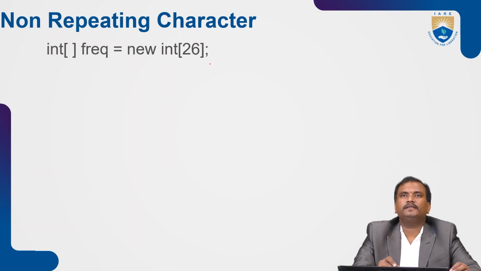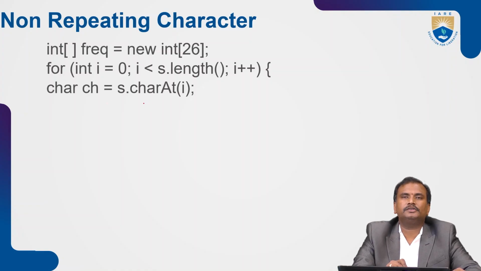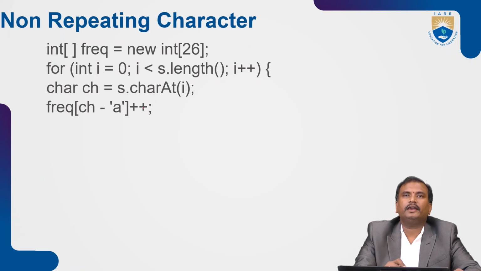Now, first thing is, I'm writing this code in Java. So int frequency is equals to new int of 26. This is the syntax for creating an array. And we are going with for int i equals 0, i less than s dot length, i plus plus, and character ch is equals to s dot charAt i. We take the character at i as ch. And now we increment the value in the frequency array at that particular index: frequency of character minus a will be incremented.